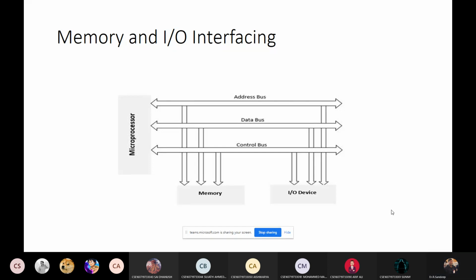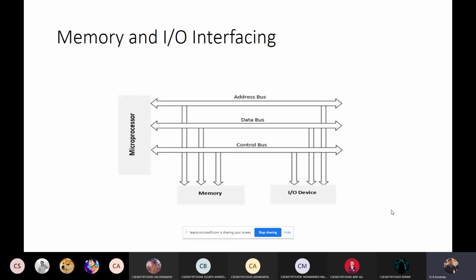The memory is connected to three buses: address bus, data bus, and control bus. The IO devices are also connected to the same three buses. The microprocessor plays a key role in this. The microprocessor has the three buses under its control, and the memory and IO devices are also under the control of the microprocessor if we have connected them to the three buses. These three buses we call the system bus.